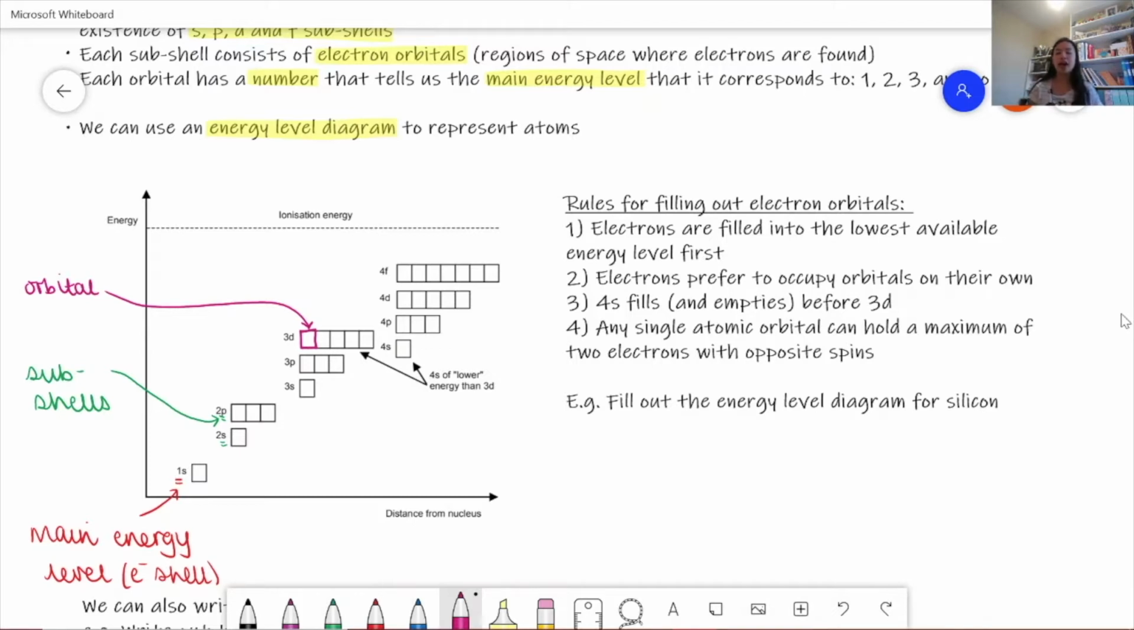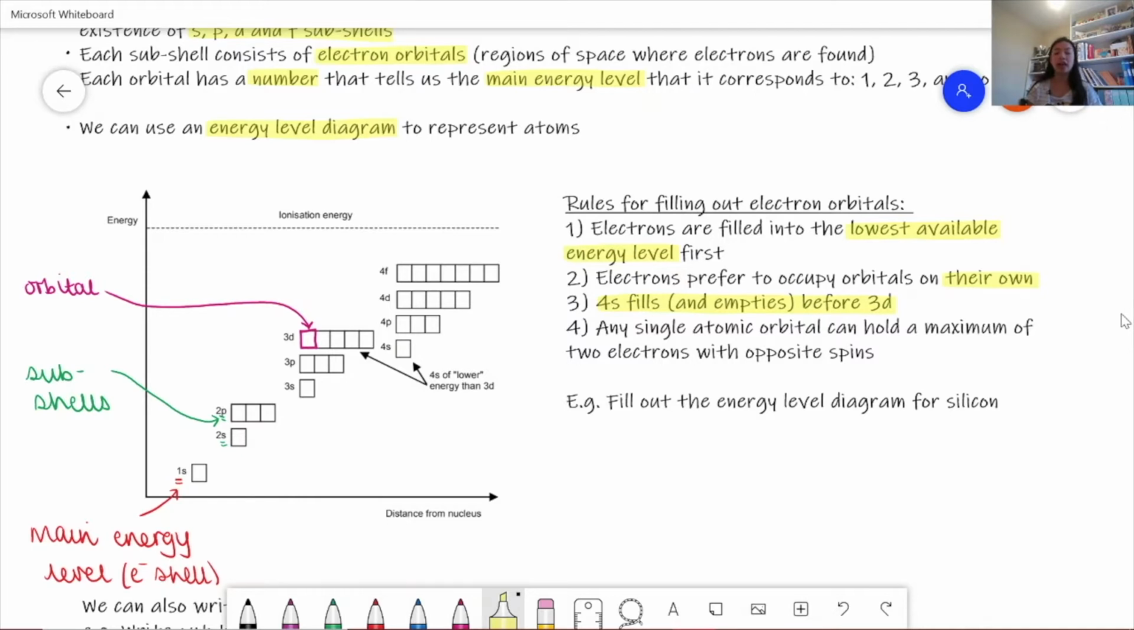Now we're going to look at how to fill out these energy level diagrams. Firstly, we need to look at a few rules, and this will help us fill the diagram out. The first rule is that electrons are filled into the lowest available energy level first. Then electrons prefer to occupy orbitals on their own. One really important rule is that 4s fills and empties before 3d. This makes sense because we know that electrons are filled into the lowest available energy level first.